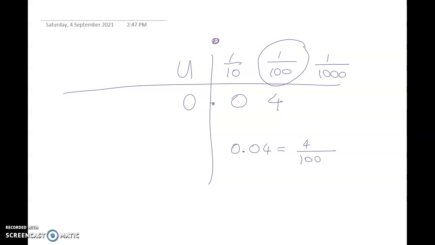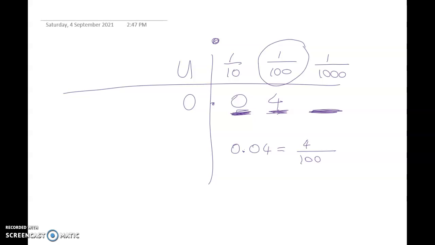The first step is looking at the furthest place value column over. So there are 4 hundredths. There's nothing in the tenths column, so we're not going to worry about that, and we're not going to write it as something out of 1,000. So we've done step 1: we've written it as a fraction using place value. But now we have to simplify it.